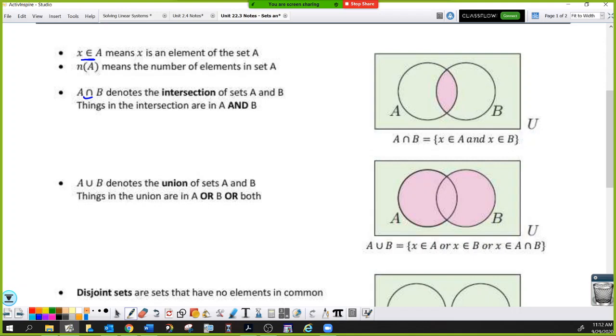A and B. This is called a cup. So it's cap and cup. The cup means union. And we've seen unions before when we're doing interval notation and things like that, because it's stringing together sets. So A union B is the union of sets A and B, and this is things that are in A or B or both. That's how that works out. So if it's in A or in B or in both, it is in A union B.